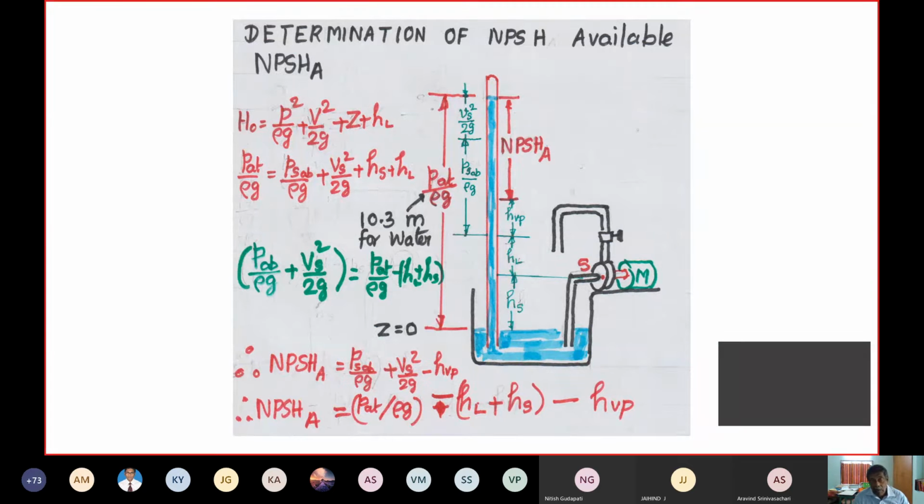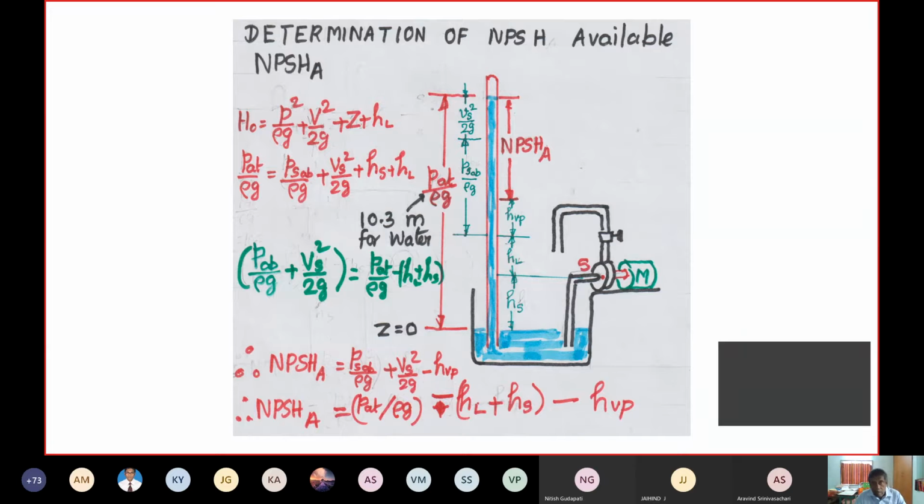Now in the definition of NPSH, you have to find out the total absolute pressure head at the point S and how much it is above the vapor pressure head. Now the absolute pressure at the location S is P absolute by rho g plus V square by 2g, and that is equal to P atmospheric by rho g minus HL minus HS. So you have to reduce the suction head and you have to reduce the head loss also.